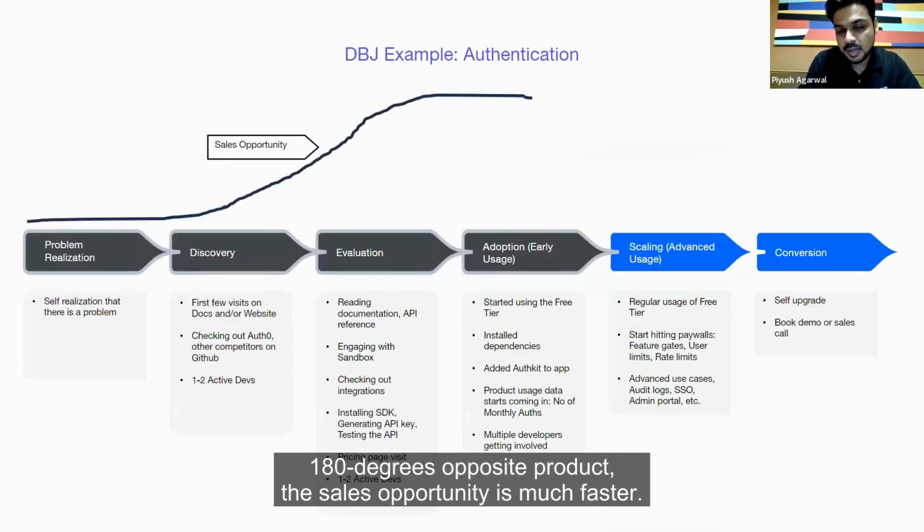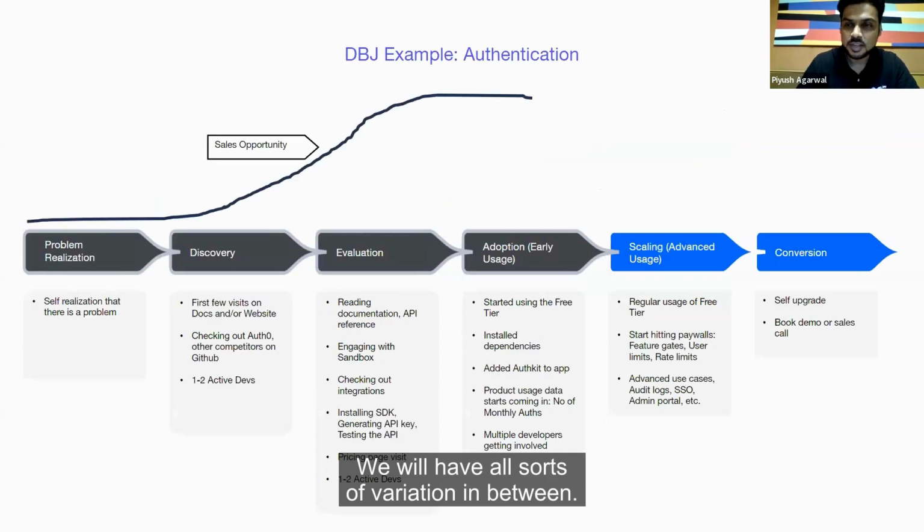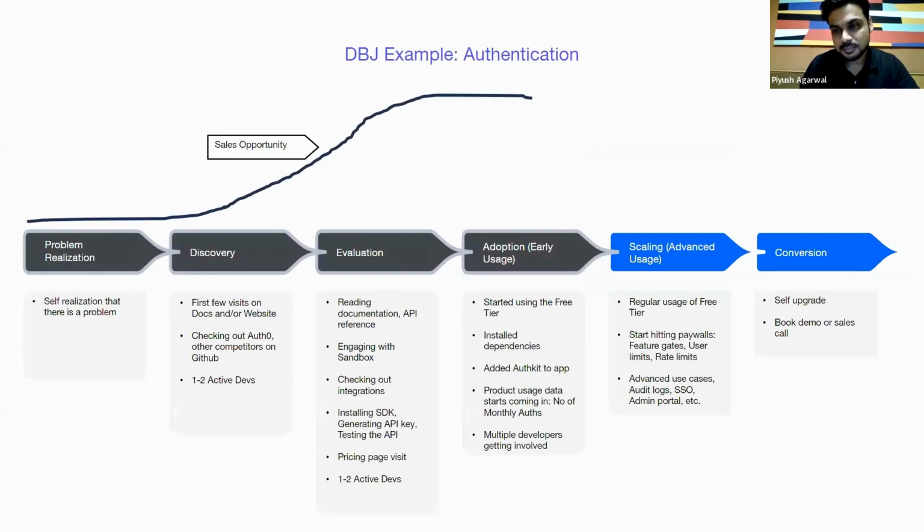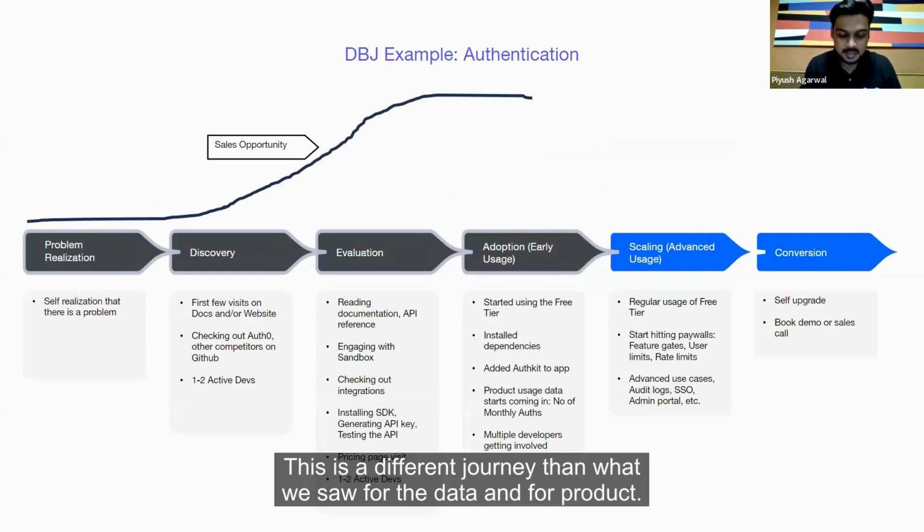But for a completely 180-degree opposite product, the sales opportunity is much faster. And we will have all sorts of variation in between, right? So these are two extremes, but we'll see all types of variations in between. So this is a different journey than what we saw for the data infra product.